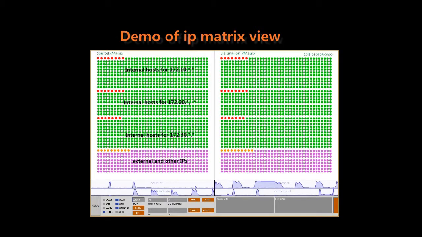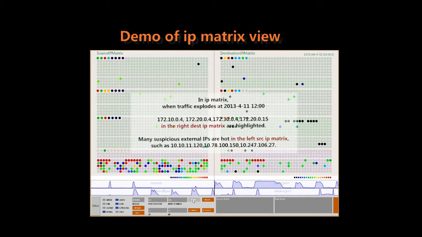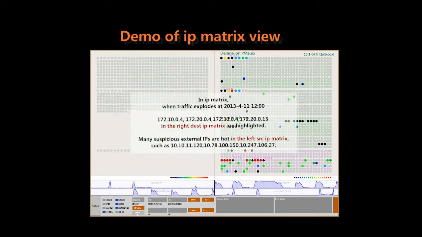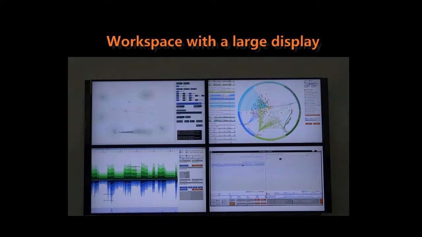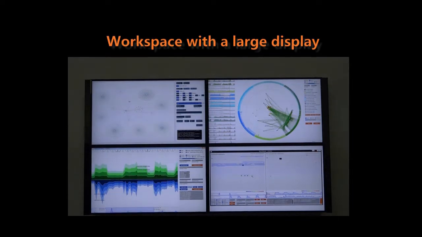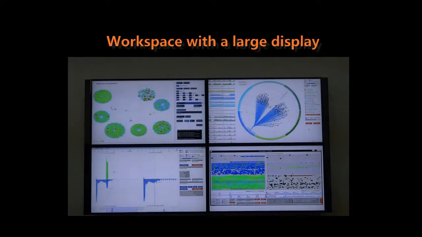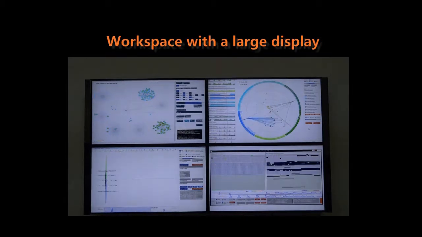In this case, when we adopt the time series that lies between the suspicious time period we found previously, by comparing the source and destination IP view, suspicious IPs could be found as the hot dots. Here is the real situation where we use our visualization tools to help analyze network data synthetically.